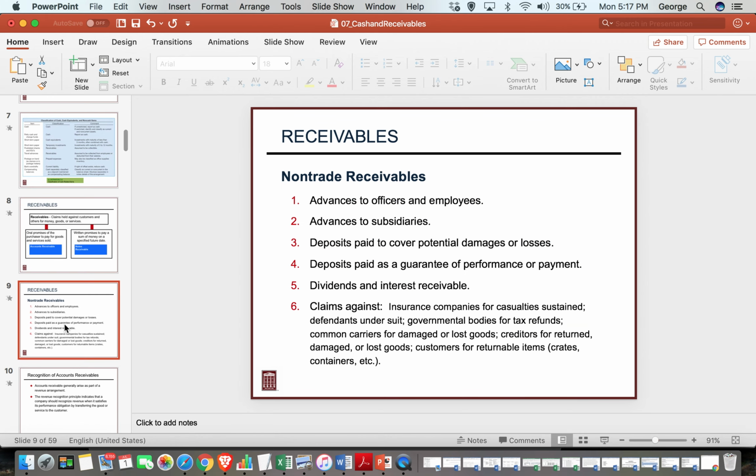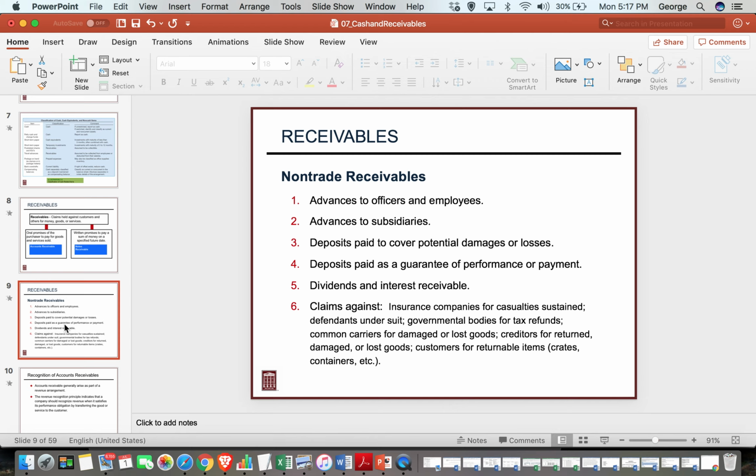All right. Non-trade receivables, these are outside sort of the normal course of business. So advances to officers and employees. Okay, so say a paycheck advance to an employee or an officer would be a non-trade receivable. Advances to subsidiaries, and they may not be wholly owned. Deposits paid to cover potential damages or losses.